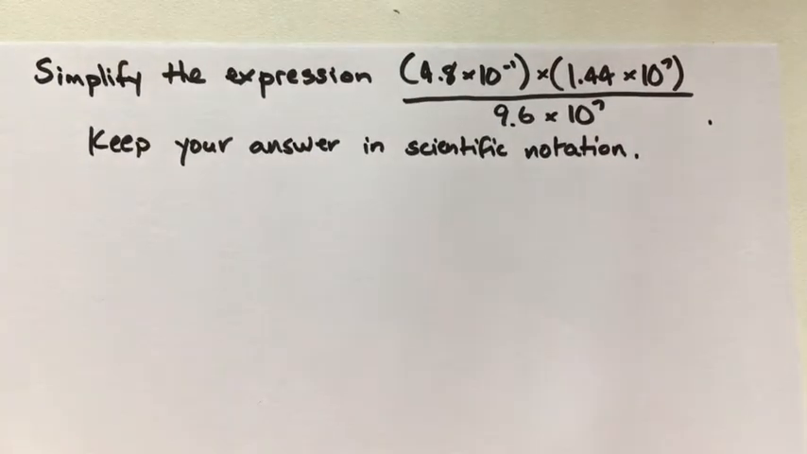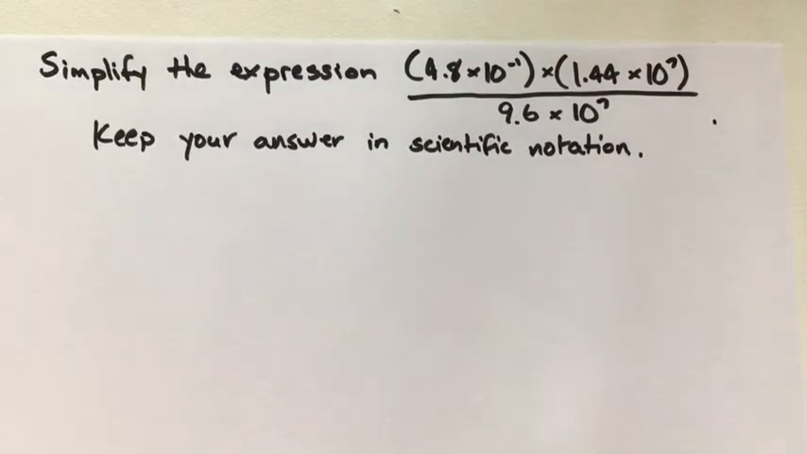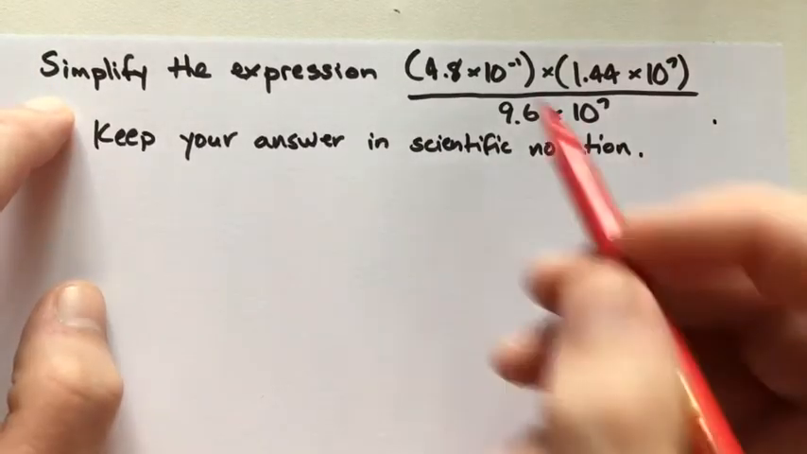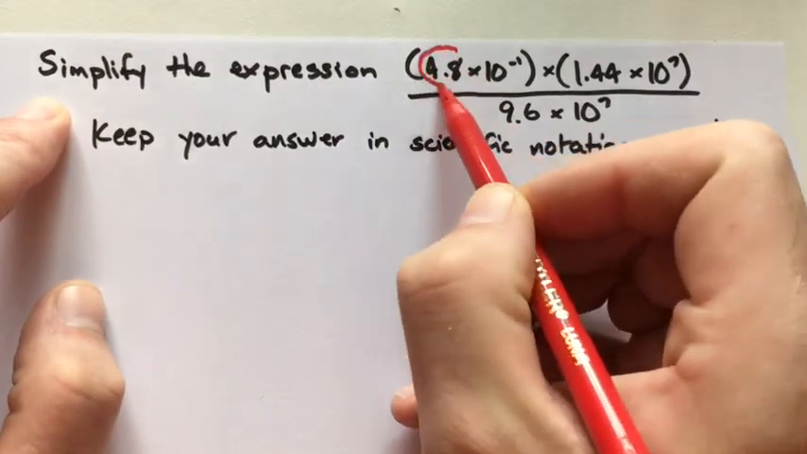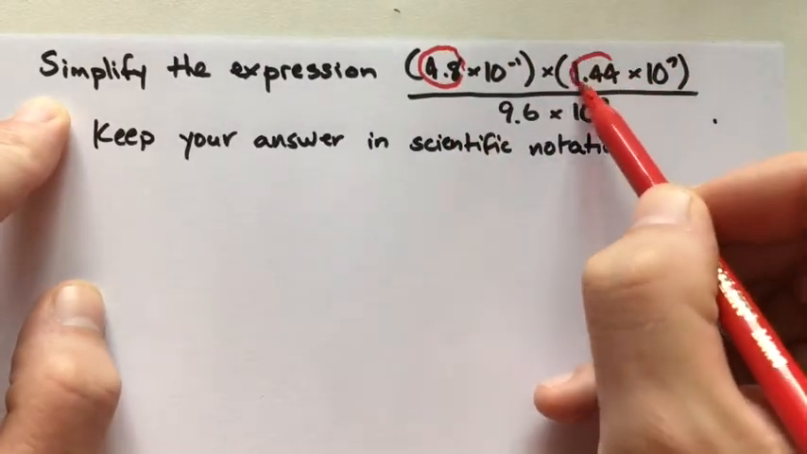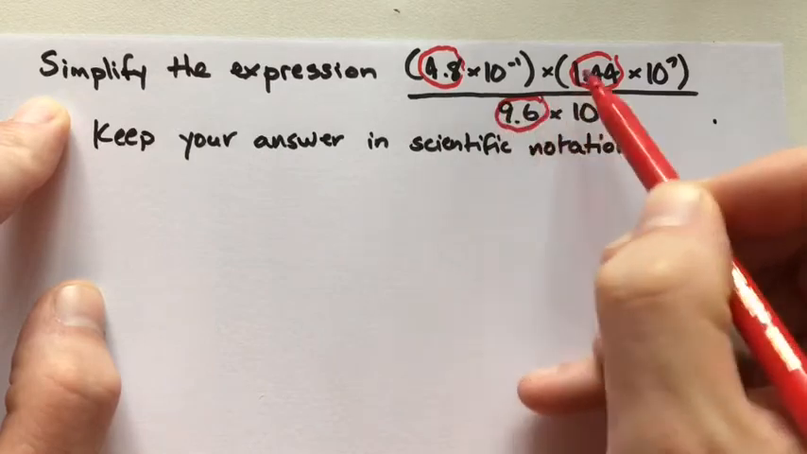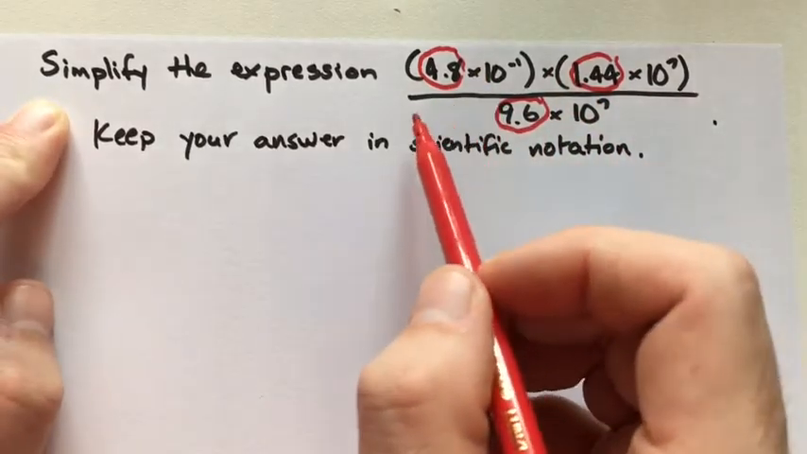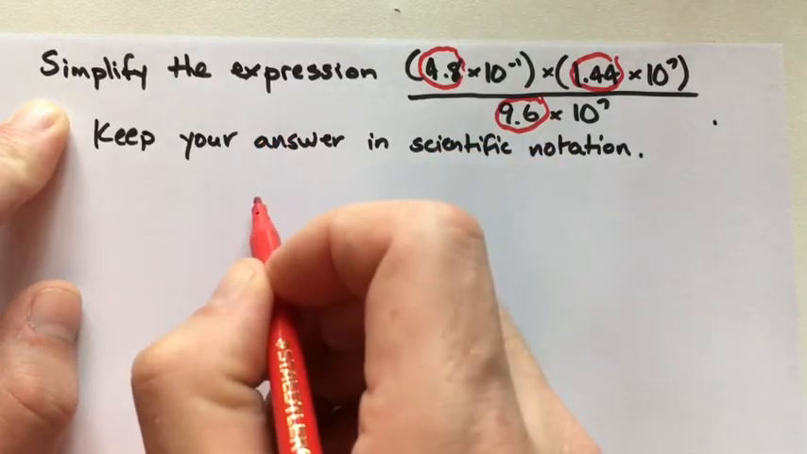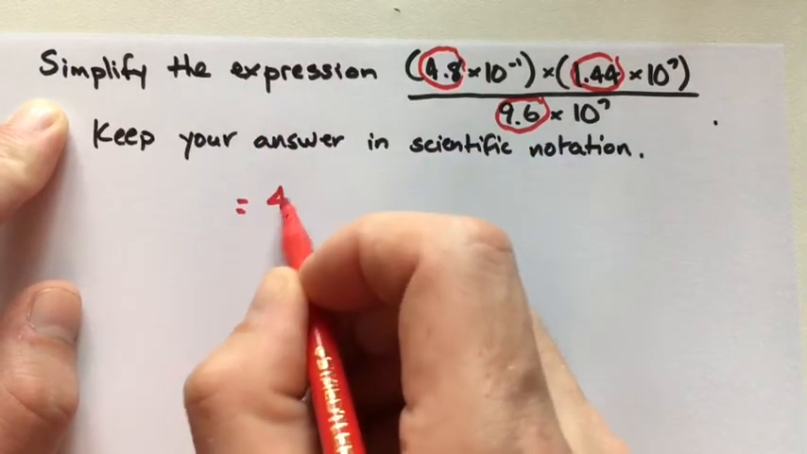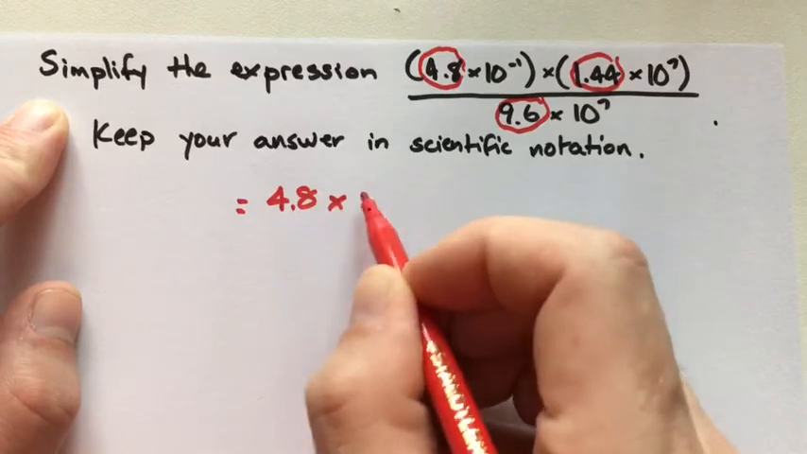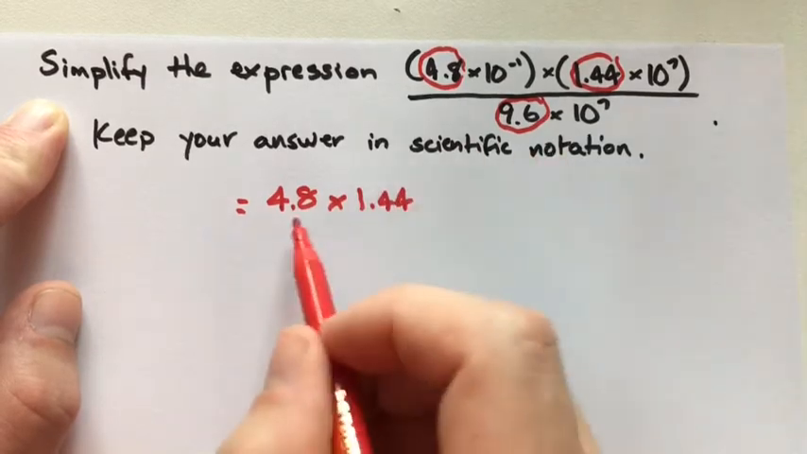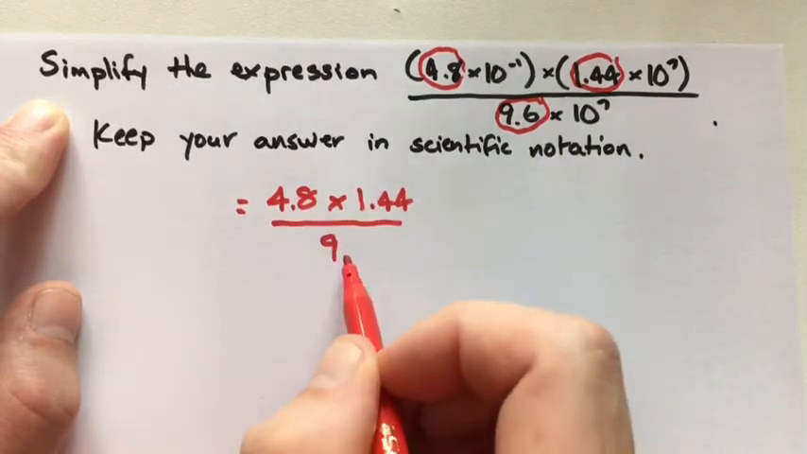So, if we are dealing with scientific notation and we are multiplying and dividing these very large and very small numbers together, we can just take our numbers here and work those out with the same operations that we have here. So times and divided by. So let's write this one in red. So we're going to have 4.8 times 1.44, all of that divided by 9.6.